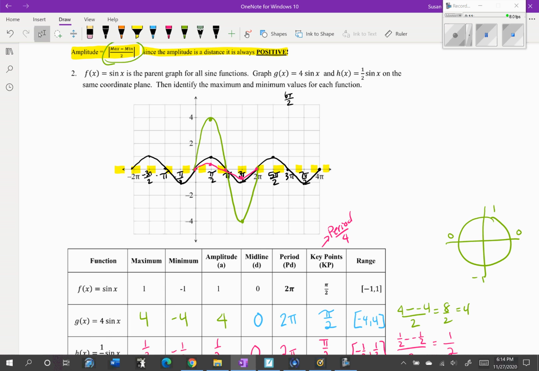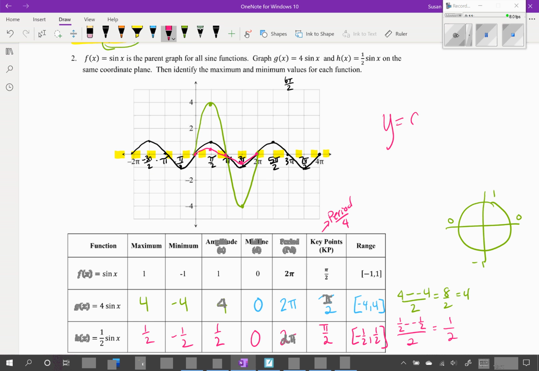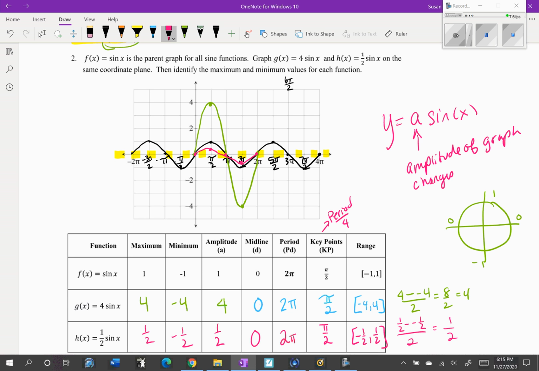So for my general equation, y equals a times the sine of x, this tells you your amplitude. Which, of course, if you remember from the Ferris wheel, changes the radius of the circle. So you can count from the midline up, 1, 2, 3, 4, or down 1, 2, 3, 4. So your midline should always be in between those max and mins. And again, if it's not, then you want to check your work.